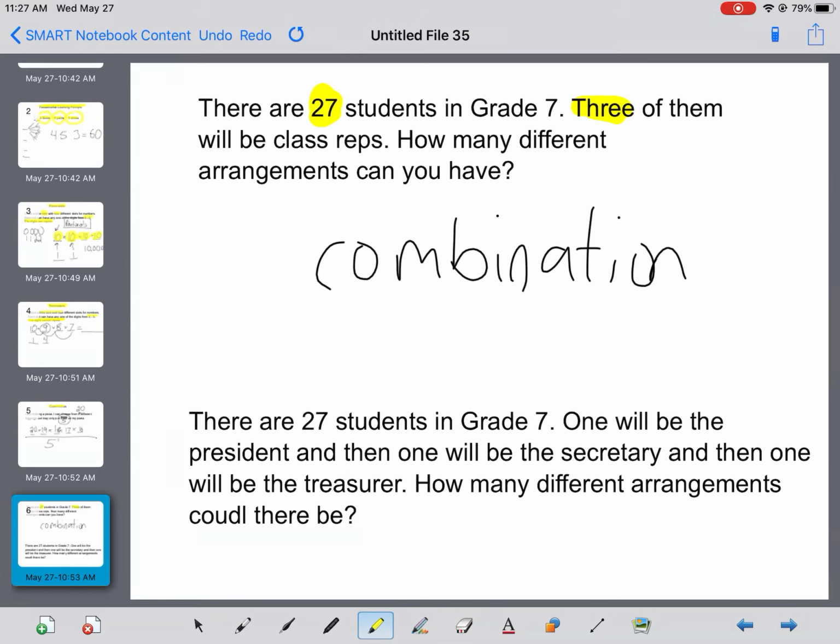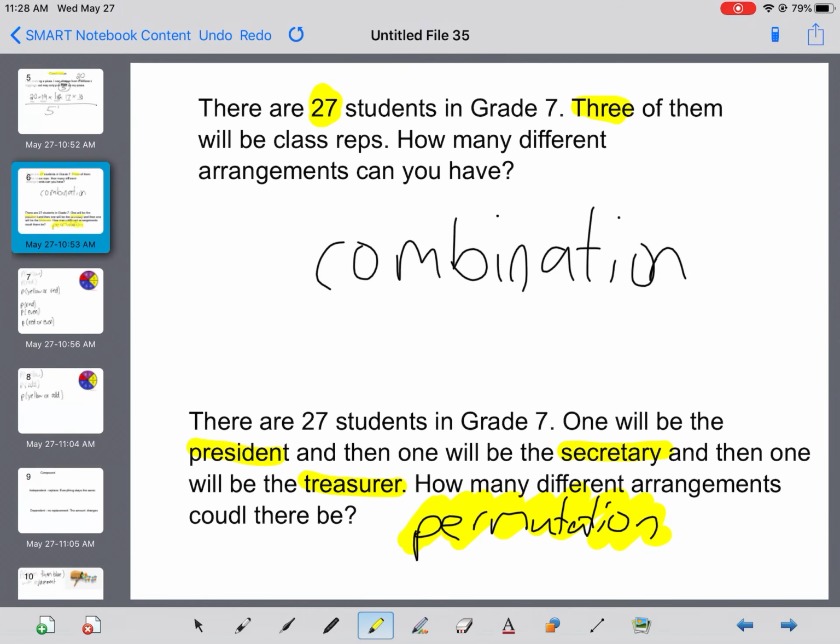But if I now want to elect people in our class, and I have a president, a secretary, and a treasurer, those are different positions. So then it's a permutation because the order matters. Let's say I have Nolan be the president, Hannah the secretary, and Nathan the treasurer. That's different than if Hannah were the president, Nathan the secretary, and Nolan the treasurer. So it's a permutation because the order, or what position they have, does matter.